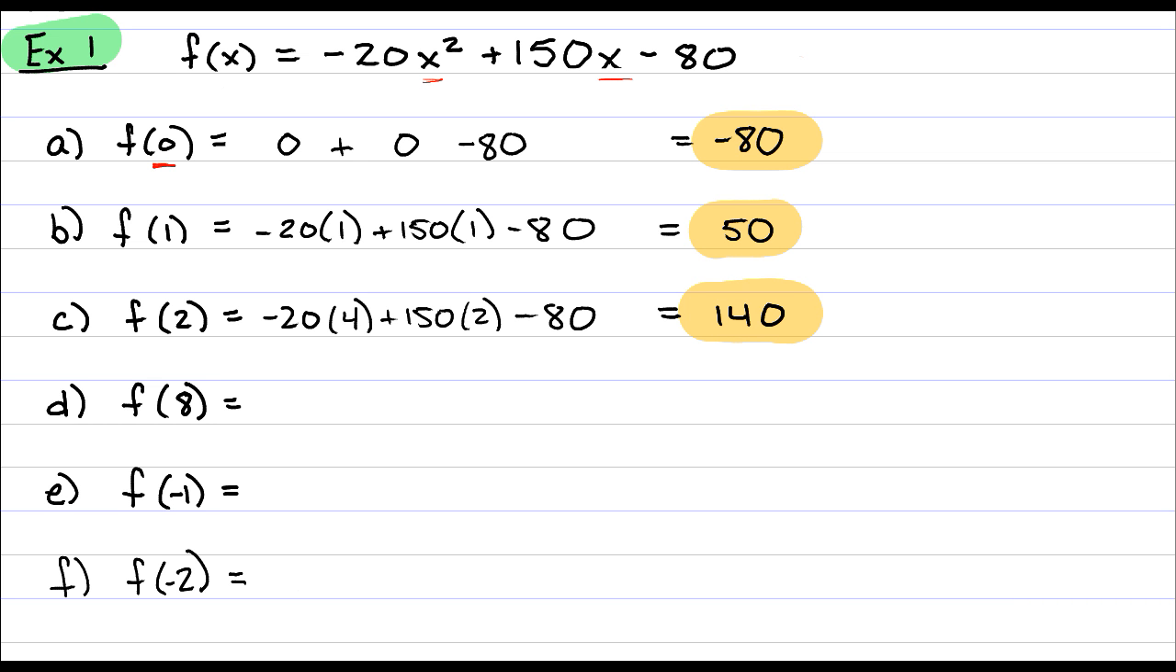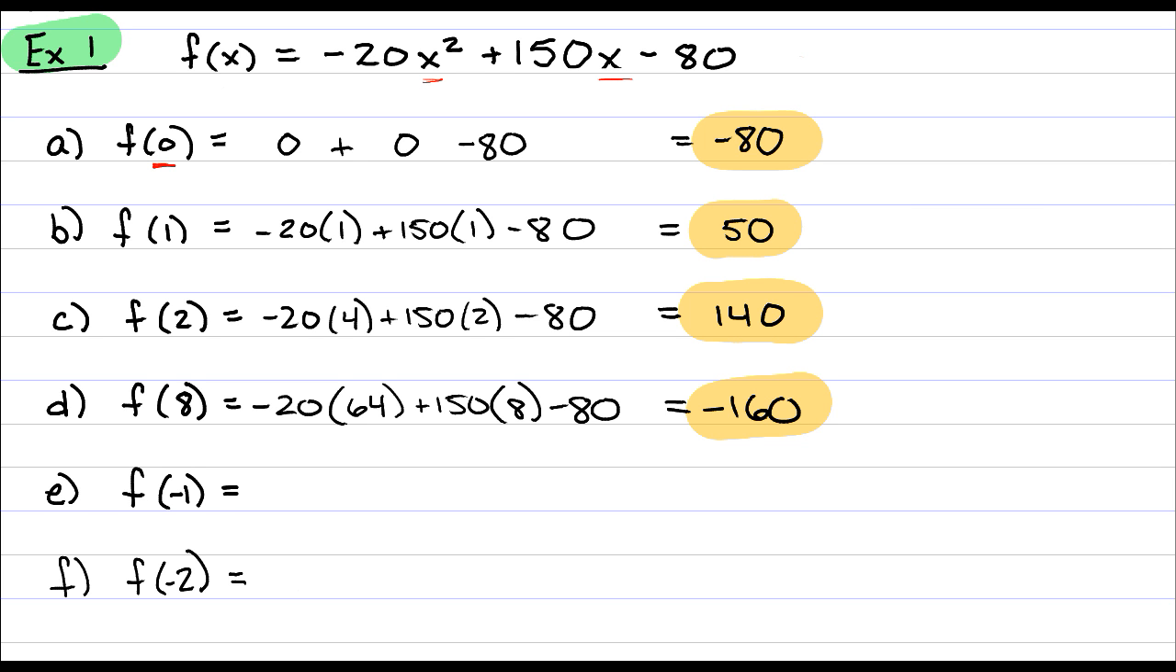F of 8 would be minus 20 times x squared. So the x is 8, so that's minus 20 times 64, plus 150 times 8 minus 80. And then combining all of that, that's going to give me minus 160. Okay, you can certainly check these yourself with a calculator.